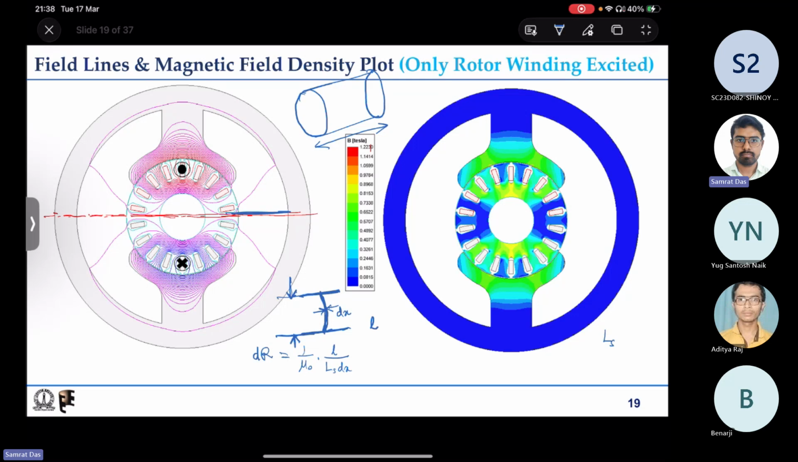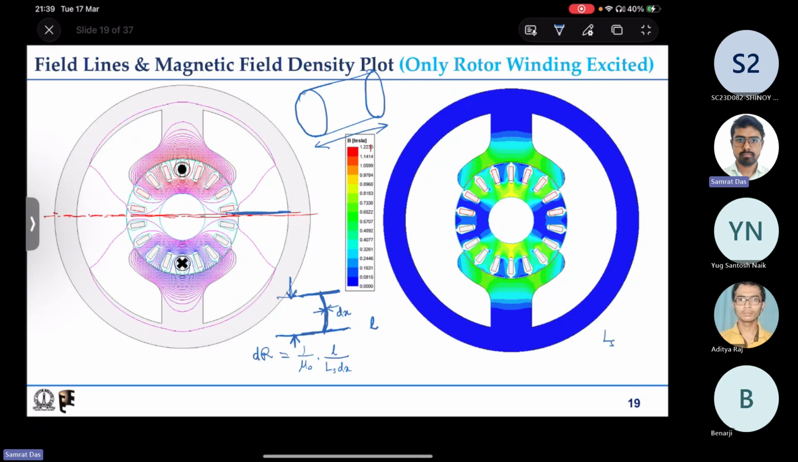So as of now, let us assume that all the cases we are discussing are symmetric along the depth. If we take a cross-sectional view, we assume some flux path that holds along the depth. Okay, got it, sir. So this is the reluctance of this infinitesimal path.